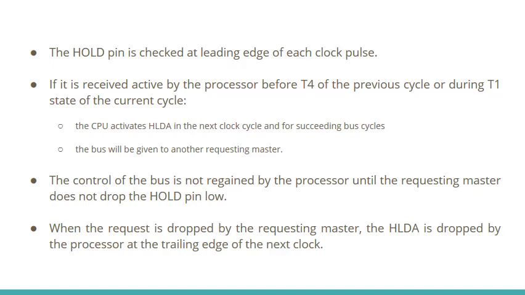Now the control of the bus will not be taken back by the processor until the requesting master drops the hold pin to a low value. As soon as the hold pin becomes low, the processor drops the HLDA signal to a low value at the trailing edge of the next clock. When the hold pin goes low, the HLDA signal also goes low during the trailing edge of the very next clock cycle. So this is how the hold response sequence happens in the minimum mode of 8086.